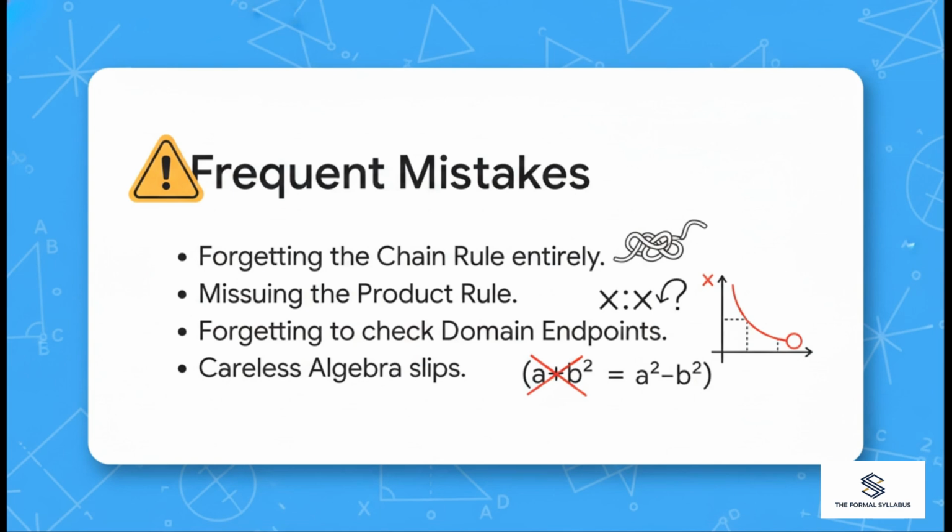Second, misusing the product rule when you have two functions multiplying each other. Third, like we just talked about, skipping those domain endpoints. And finally, careless algebra slips. Expanding (a plus b) squared and forgetting the 2ab middle term literally ruins your entire calculus derivation before it even really begins. Remember, most of these mistakes happen because students blindly apply a rule without checking if the mathematical conditions are actually met. Just slow down and verify your steps.